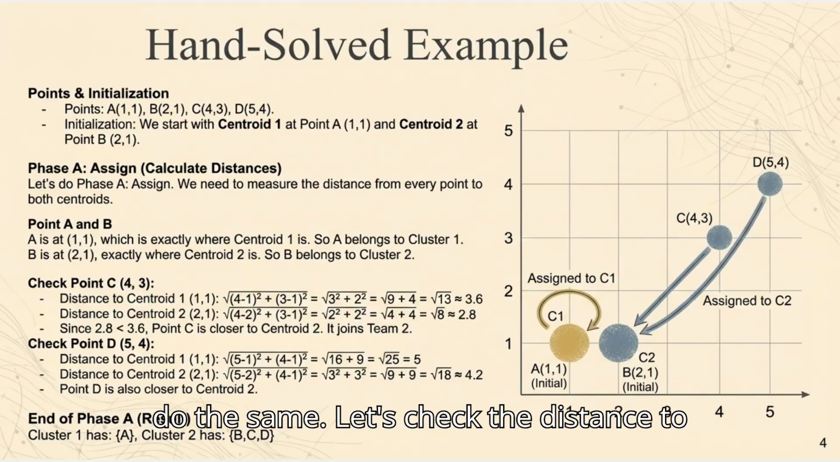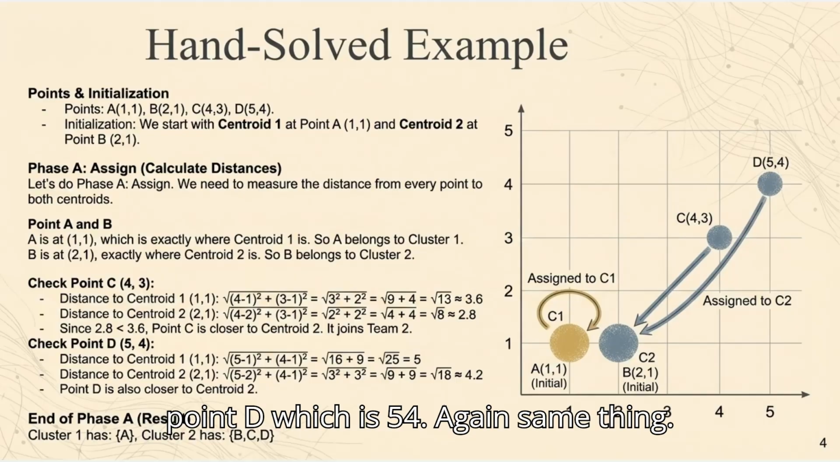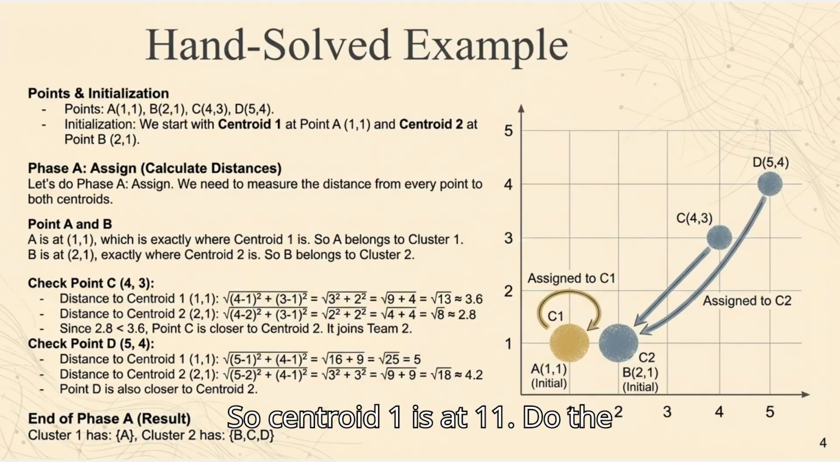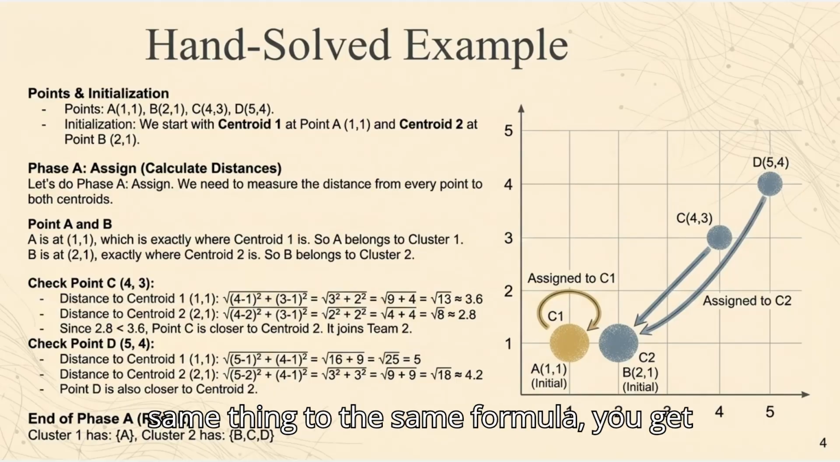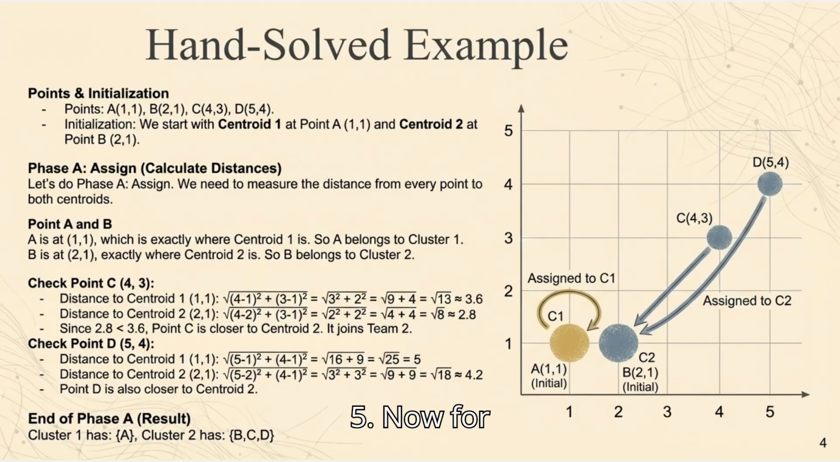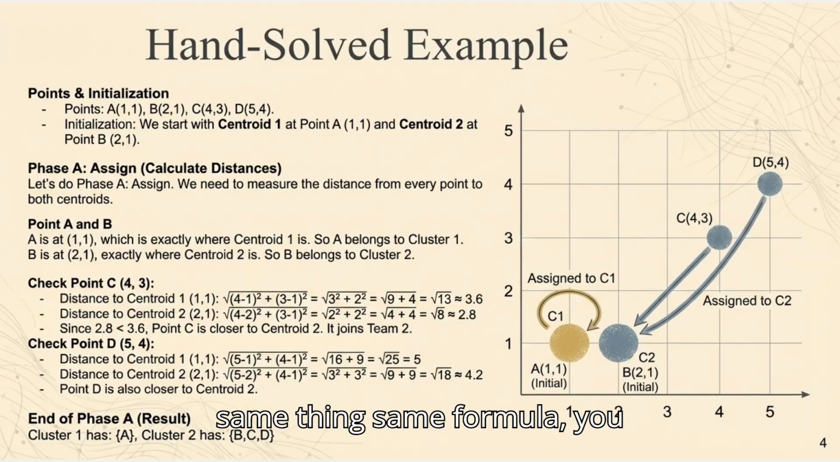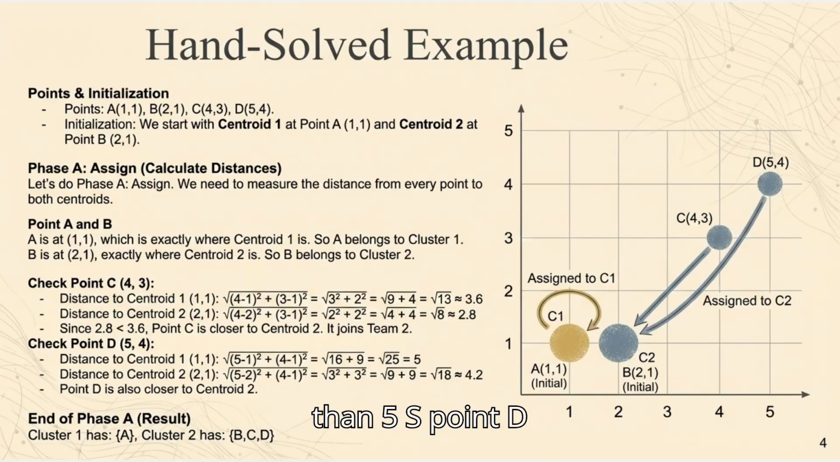Now let's do the same and check the distance to point D, which is (5, 4). Again, centroid 1 is at (1, 1). Do the same formula. You get 5. Now for centroid 2, which is (2, 1), same formula, you get 4.2. Now, 4.2 is closer than 5, so point D is also closer to centroid 2. So by the end of phase 1, cluster 1 has A, (1, 1), but cluster 2 has B, C, and D.